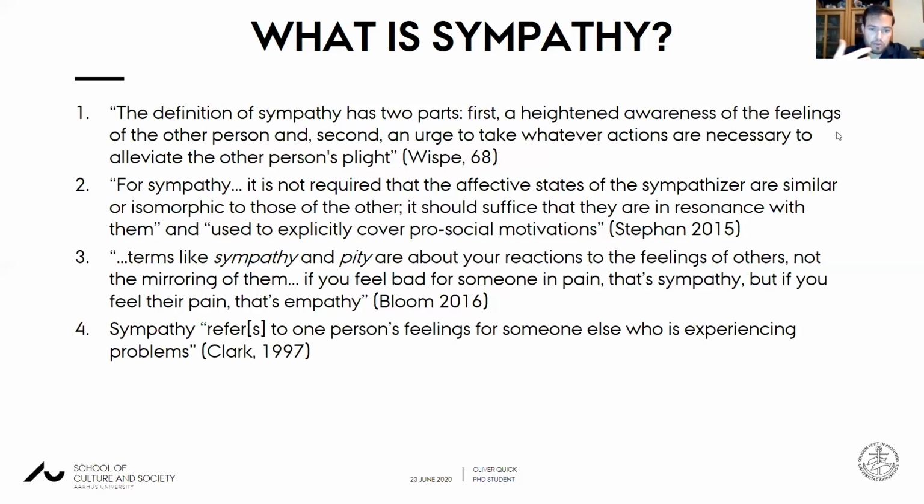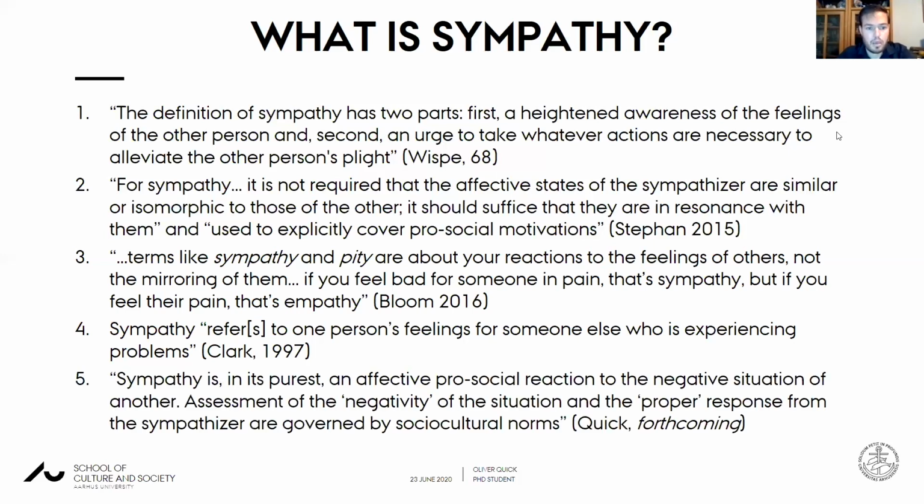Clark offers a very general definition at one point from her book, Misery and Company, from 1997, which is the book most of this work is based on. And she says, sympathy refers to one person's feelings for someone else who is experiencing problems. Here you can see the situational focus. And in the paper I mentioned, they define sympathy as an affective pro-social reaction to the negative situation of another, where the assessment of the negativity of the situation and what the proper response to that situation is governed by sociocultural norms.